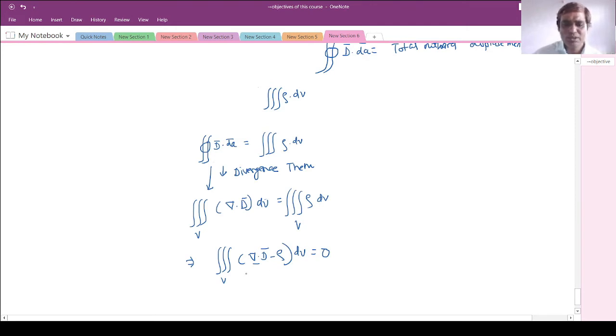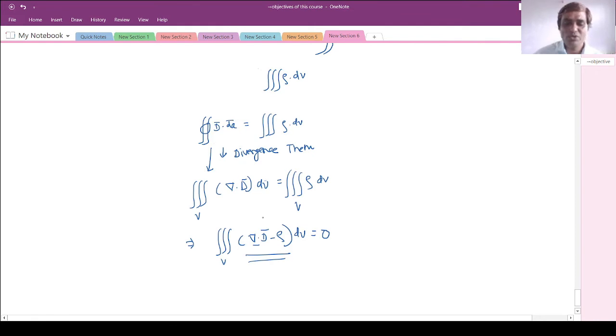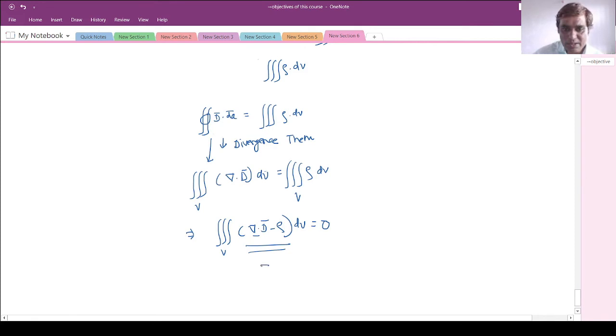Okay, so it means that this must be 0 for any arbitrary volume, and that can happen only when the integrand is identically 0. So this essentially gives me the dot product of the gradient with the electric displacement D bar is equal to the charge density, or the total charge enclosed by that surface.